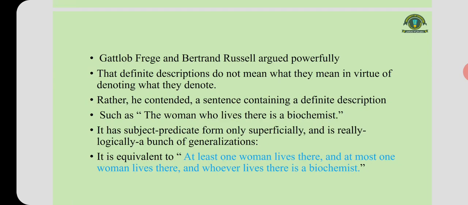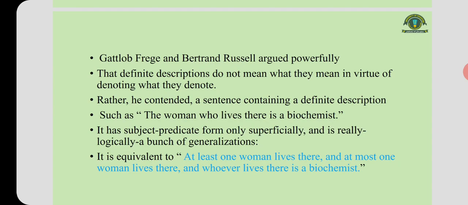Rather, he contended, a sentence containing a definite description, such as "the woman who lives there is a biochemist." Here we are going to analyze an example, a simple sentence: the woman who lives there is a biochemist. For example, it is simple for me, or it might be complex for me, or compound-complex for me.